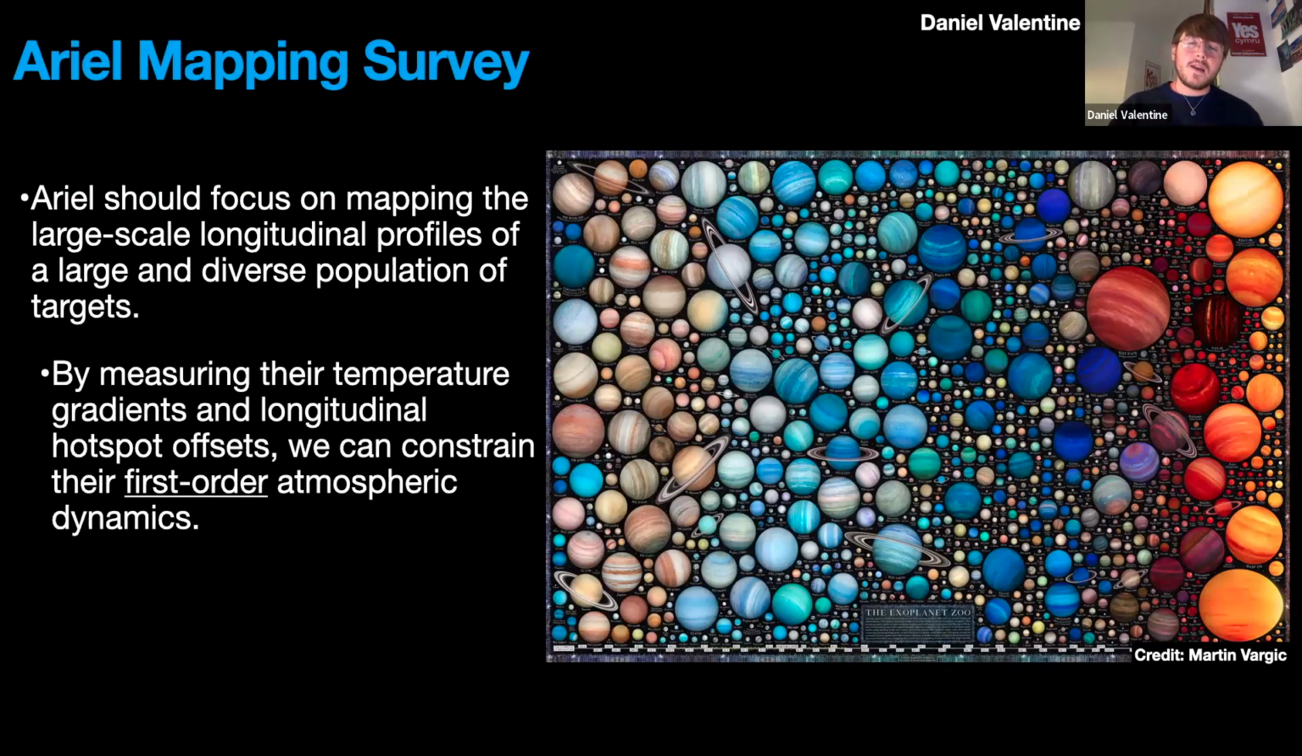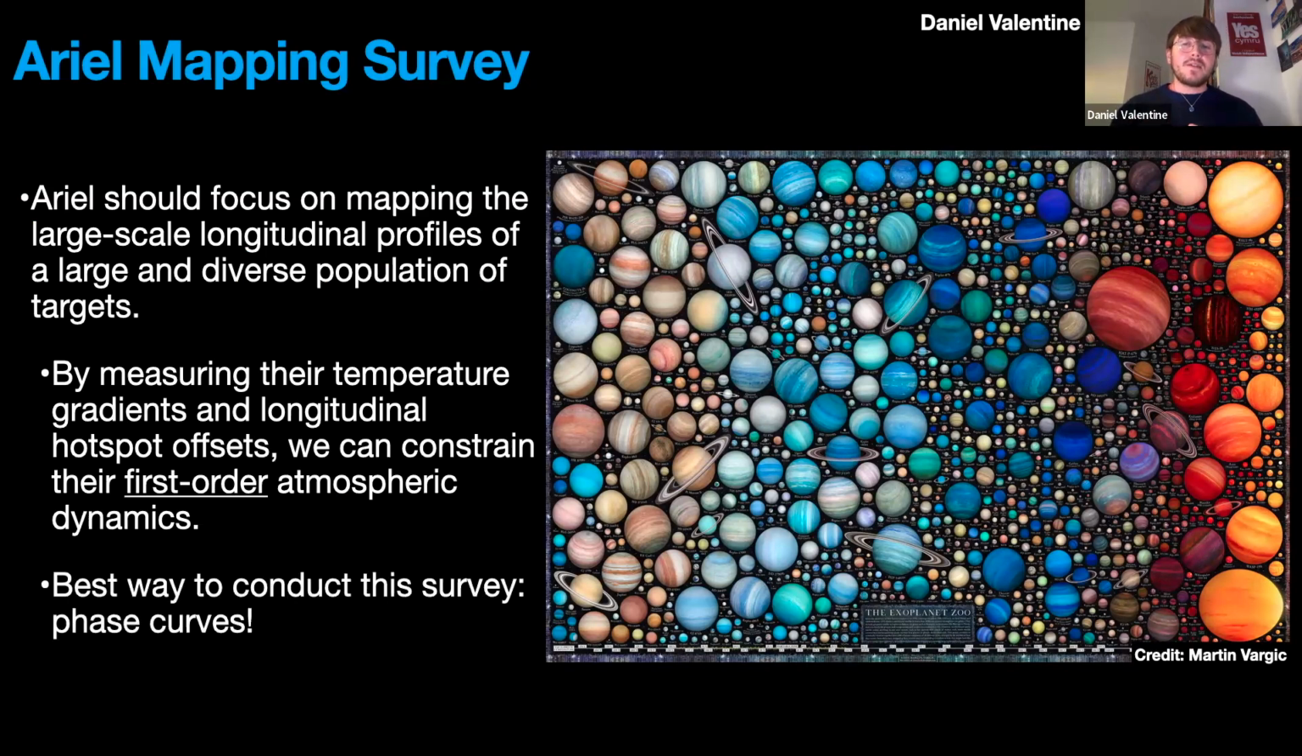targets. Because by measuring their temperature gradient and longitudinal hotspot offsets in this way, we can still constrain their first-order atmospheric dynamics, which, with a sample of this size, will allow us to break the dynamics degeneracy that I posed earlier and achieve that demographic understanding of exoplanet atmospheric dynamics that we're after. And as we've shown, for Ariel to map a large population of planets like this, the best and most time-efficient way is through the use of phase curves.